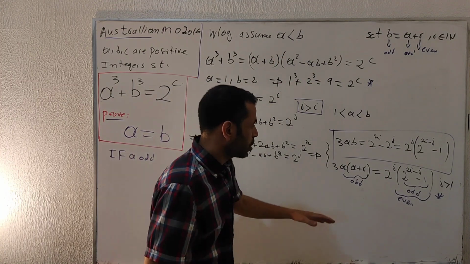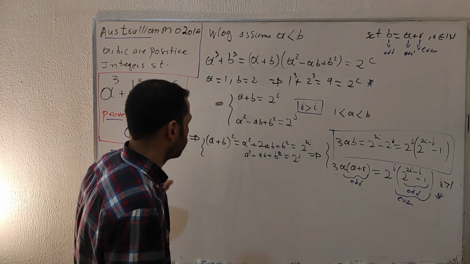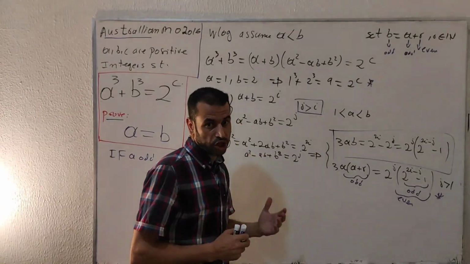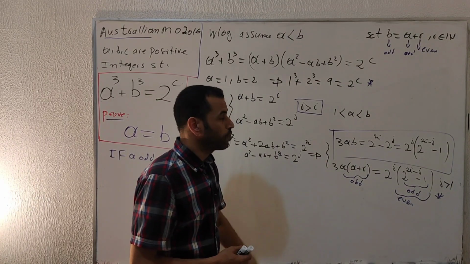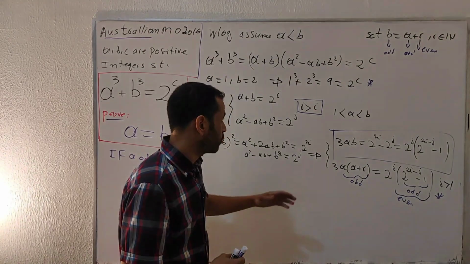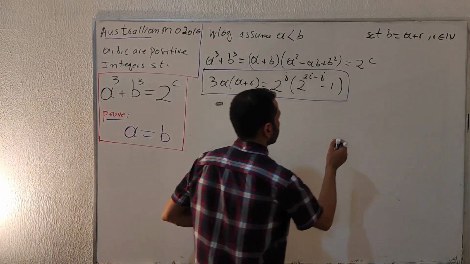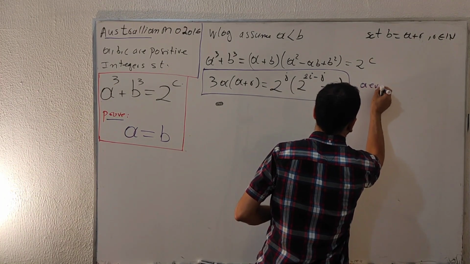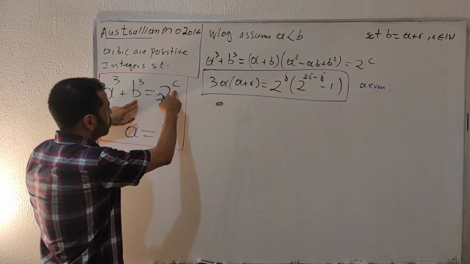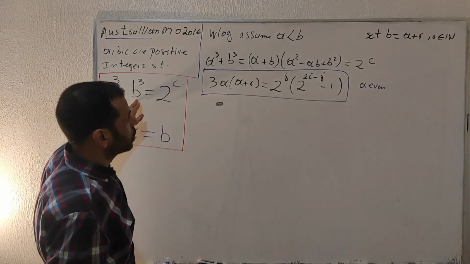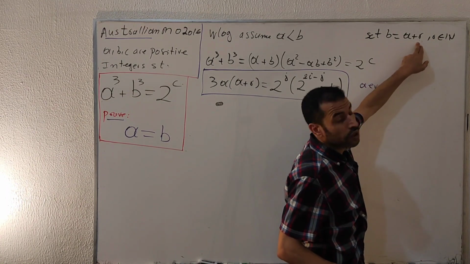Now let's clean up this board and move on to the next case, when a is even. That case will be a challenging case. We'll have a lot of work there, because evenness becomes a problem in this equation. When a is even, b must be even as well, because 2 to the c is even. If b is even and a is even, r must be even.